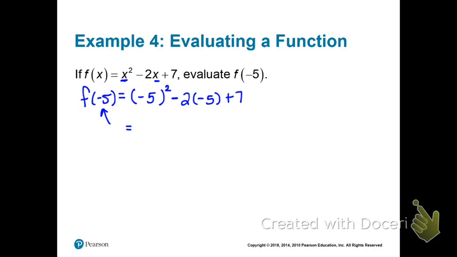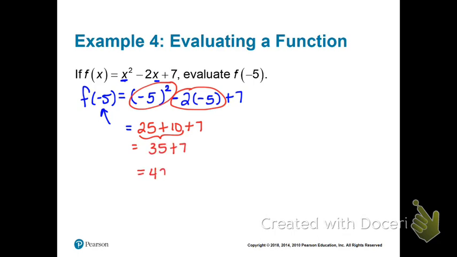So when I go to work this right side, I have negative 5 squared. Remember, squared means times itself, so negative times a negative is a positive. 5 times 5 is 25. Then we have negative 2 times negative 5, which is positive 10, plus 7. 25 plus 10 is 35, plus 7 gives us 42. So we know that f of negative 5 is equal to 42.